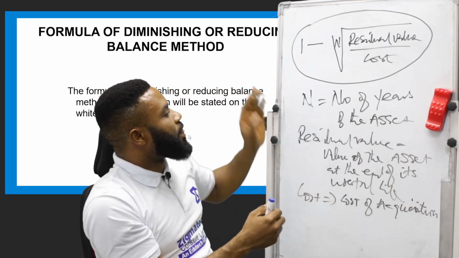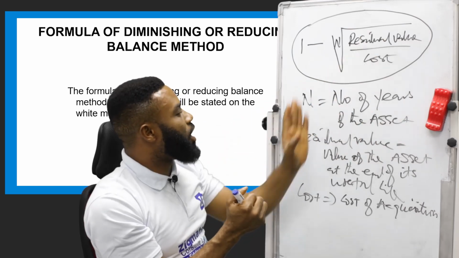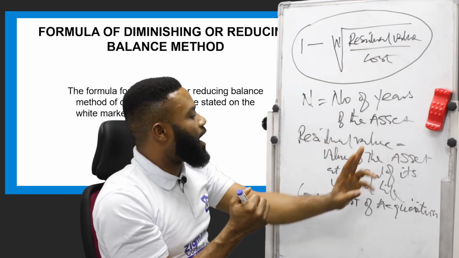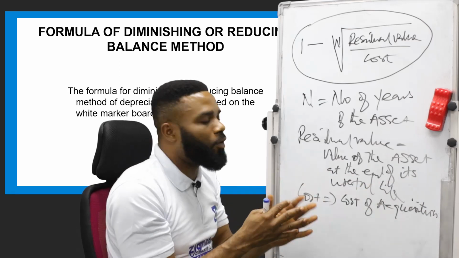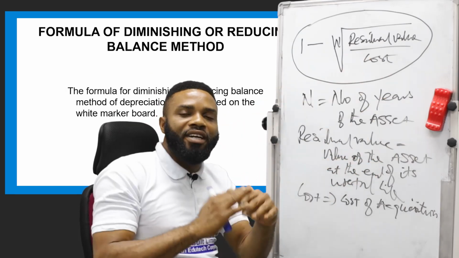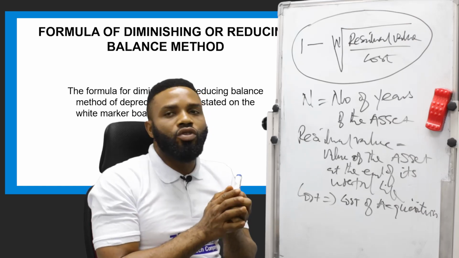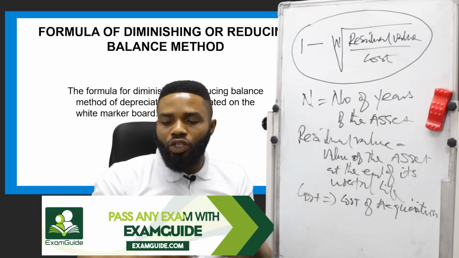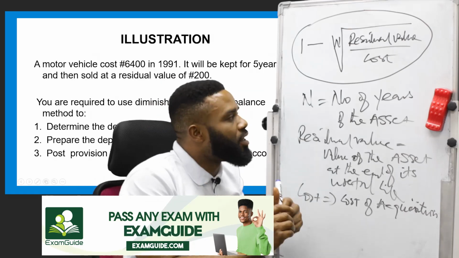So we said that n is the number of years of the asset, while the residual value is the value of the asset at the end of its useful life, while cost is the cost of acquisition. So whenever you are given these details, it will be very simple to now determine the percentage that will be used to calculate the depreciation rate. Let's quickly take an illustration that will drive the message home.